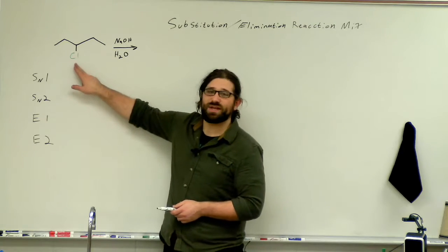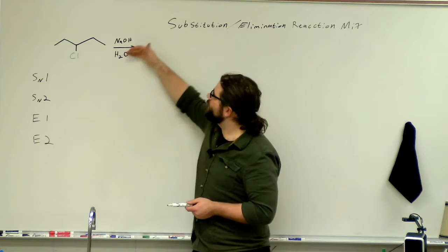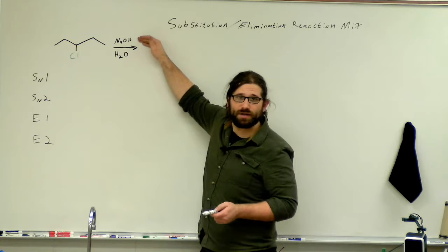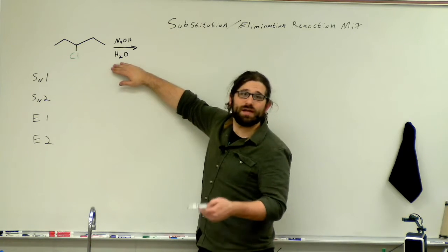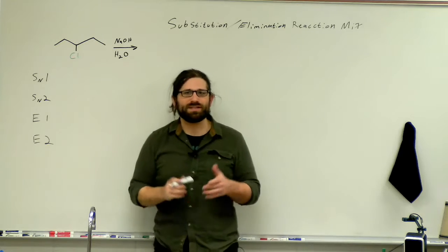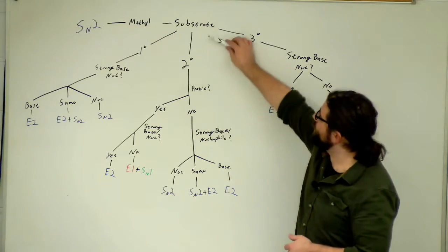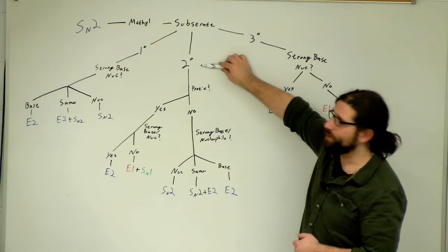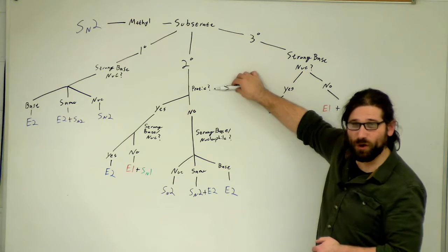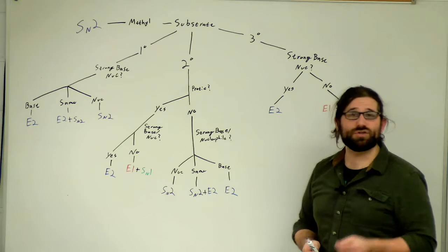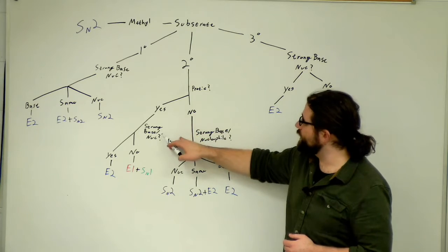We have a secondary substituted carbon attached to a chloro group that is going to react with sodium hydroxide. Hydroxide will be the nucleophile in a solution of H2O. So let's go to our flowchart and see about that. So this reaction is using a secondary substitution on our substrate. So we've got 2 degree here. Is it a protic solvent? Yes, water is going to have hydrogen binding. So yes, and then is it a strong base?